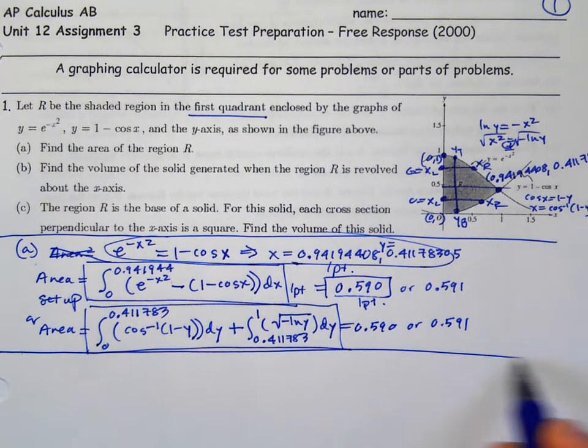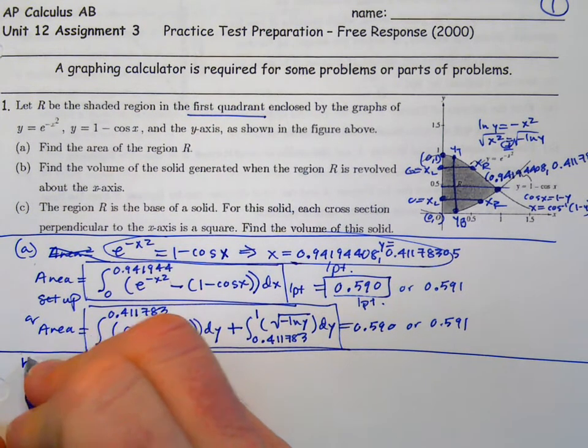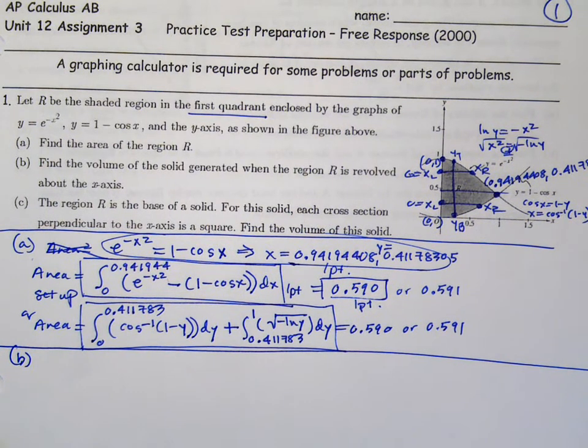You only have to do it one way. I would definitely go with the vertical slicing there. The horizontal slicing was a bit annoying, but possible. Not by hand, but with the calculator. Find the volume of the solid generated when R is revolved around the x-axis.